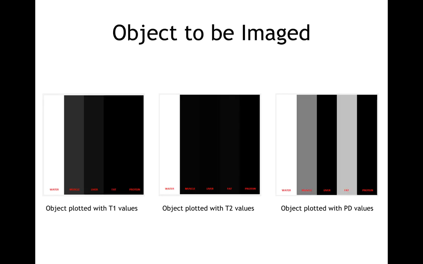First, an object consisting of 5 different tissues is created and imaged using the 2D Fourier transform imaging method. These tissues are water, muscle, liver, fat, and protein, respectively. The object is created as a matrix in MATLAB which holds the T1, T2, and relative proton density constants for each tissue. Here, we can see the visualizations of these T1, T2, and PD layers.